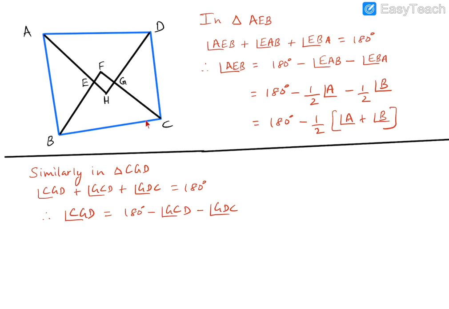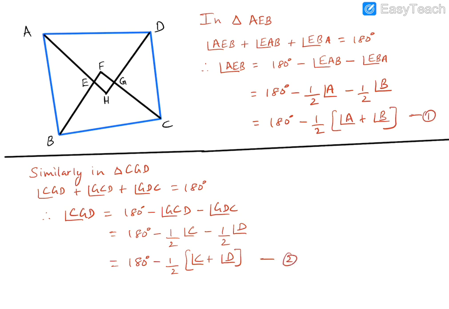Like before, the angle GCD here is equal to half the total angle C, because CF is a bisector of angle C. Similarly, the angle GDC, which is this angle over here, is equal to half the total angle D, because DH is the bisector of angle D. So we can write angle CGD now as... let us call this result equation 1 and this result over here equation 2.